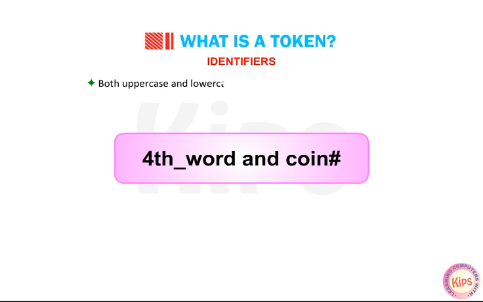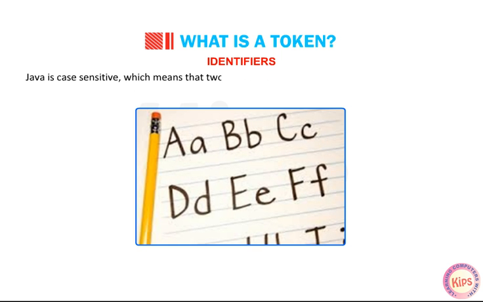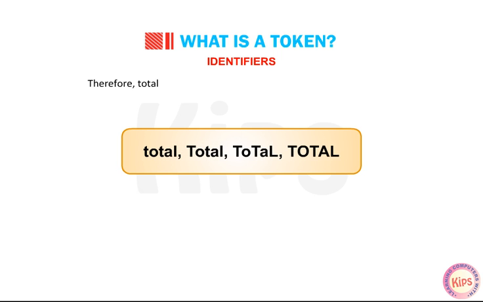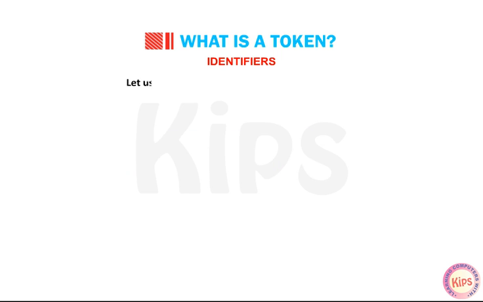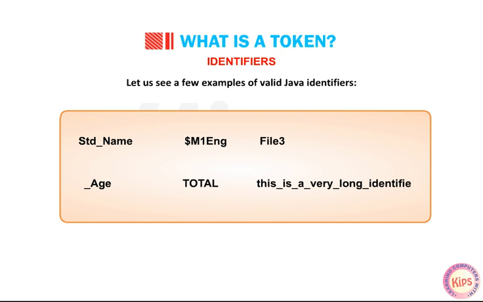Both uppercase and lowercase letters can be used in an identifier. Java is case sensitive, which means that 2 identifier names that differ only in upper and lowercase characters are considered to be different identifiers. Therefore, total, Total, TOTAL, and ToTal are all different identifiers. However, it is not a good idea to use multiple identifiers that differ only in their case because they can be easily confused. Let us see a few examples of valid Java identifiers. Student_name, $M1, English_file3, H_total. This is a very long identifier.